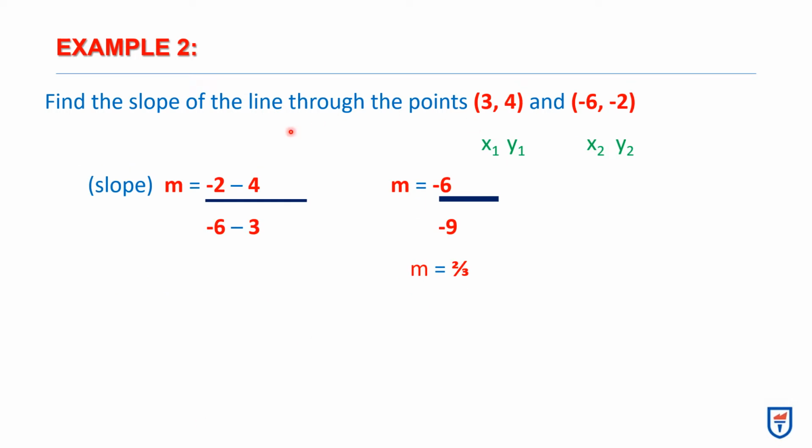Let's look at another example, which says, find the slope of the line through the points (3, 4) and (-6, -2).